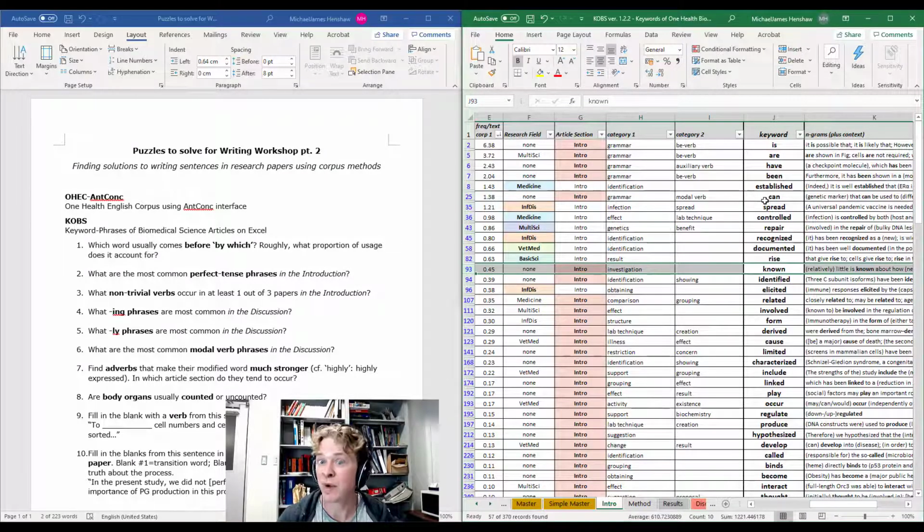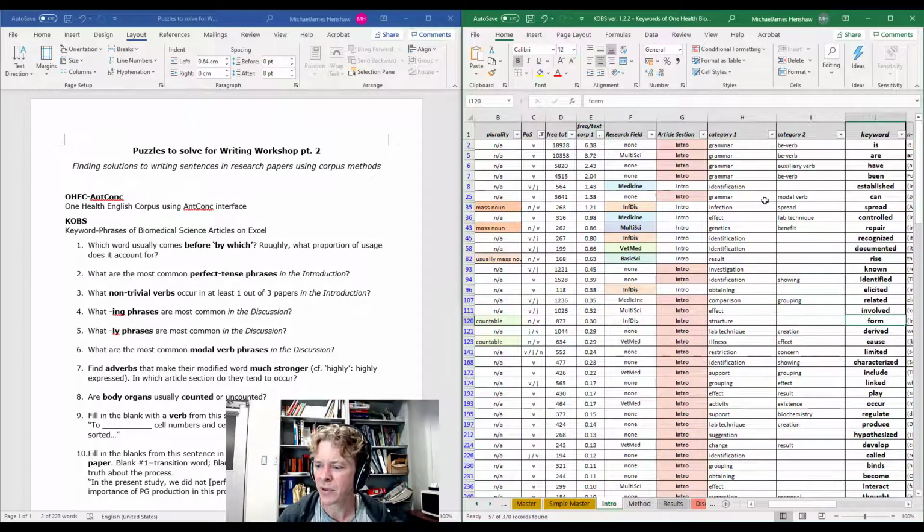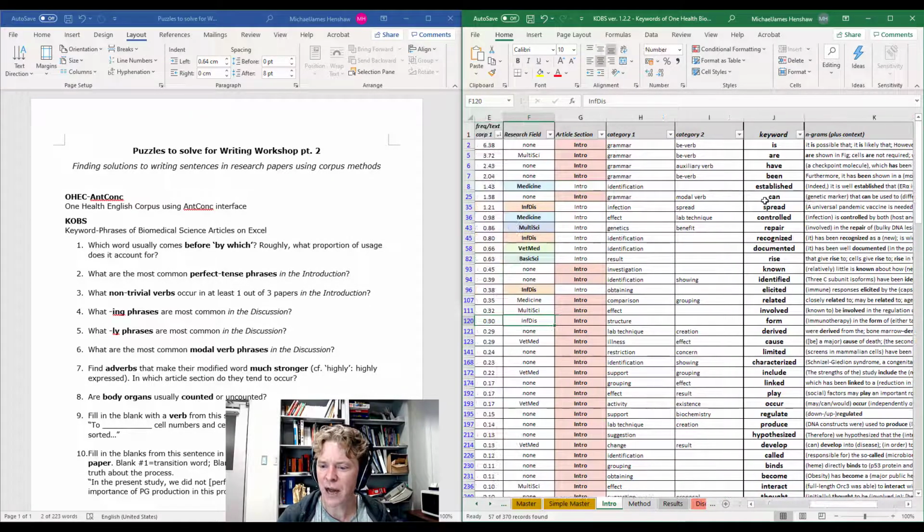So "known" is perhaps important. "Identified" is still above that 0.33. "Elicited" we will ignore. "Related" is just above 1 out of 3, and "involved" is almost 0.33. Let's include "involved." And we'll forget about "form" because actually "form" is a noun as well anyway. So to answer my question, I would say that the verbs are "involved," "related," "identified," "known," and "can." These are the words that are sort of used in at least every third introduction section.